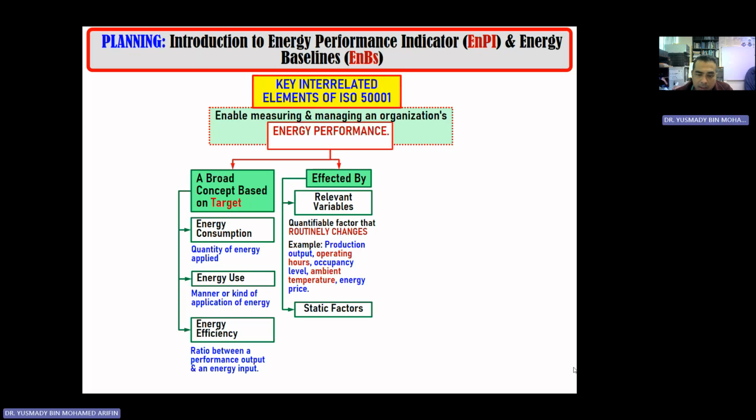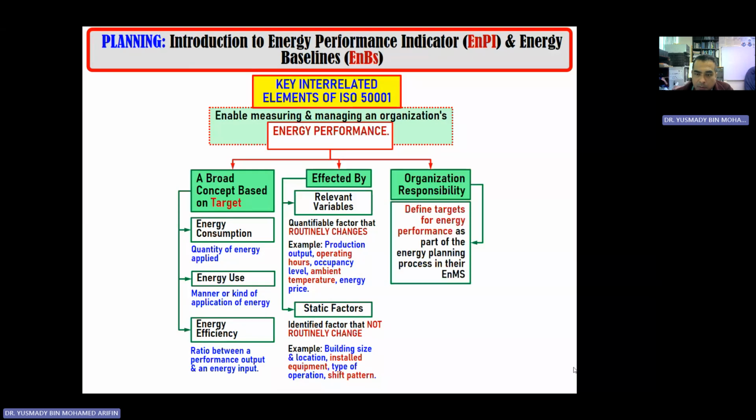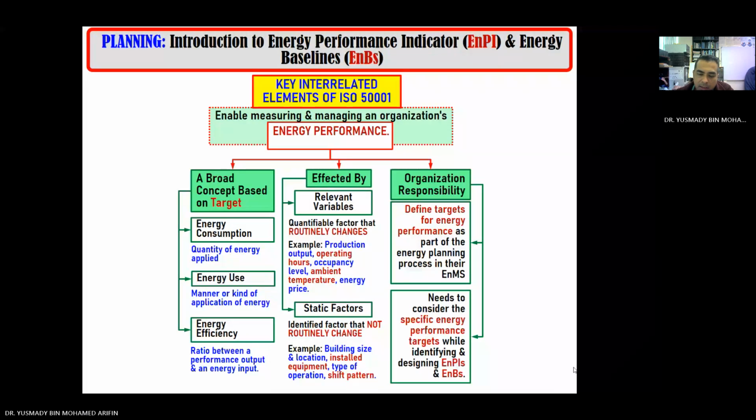And also affected by the static factor. Static factor refer to the identified factor that not routinely change, such as the building size and location, installed equipment, type of operation, and also the shift pattern. So the organization responsibility in terms of energy performance. So the organization need to define target for the energy performance as part of the energy planning process in their energy management system. The organization need to consider the specific energy performance target while identifying and also designing the energy performance indicators and also energy baseline.